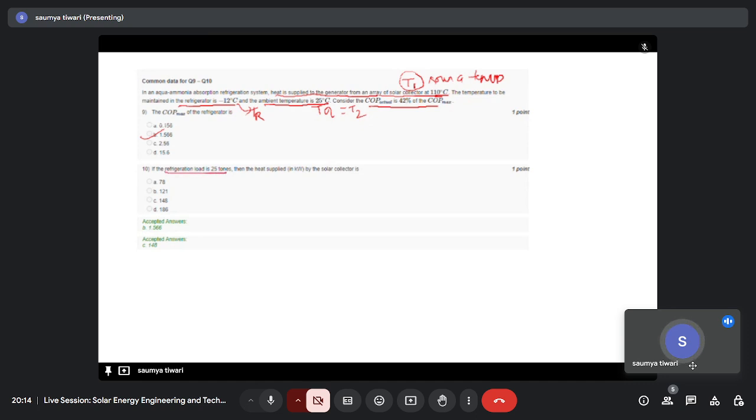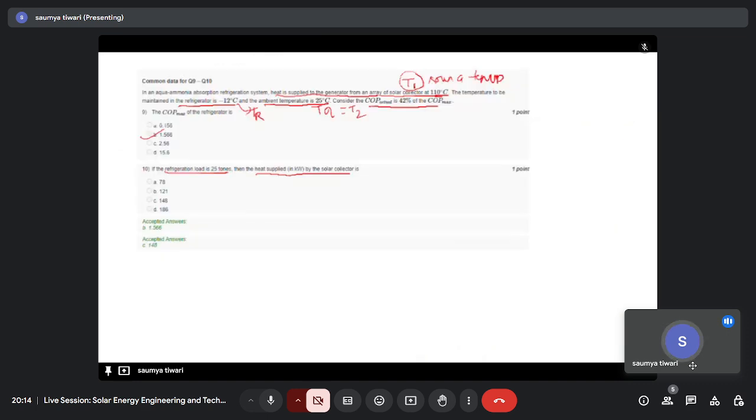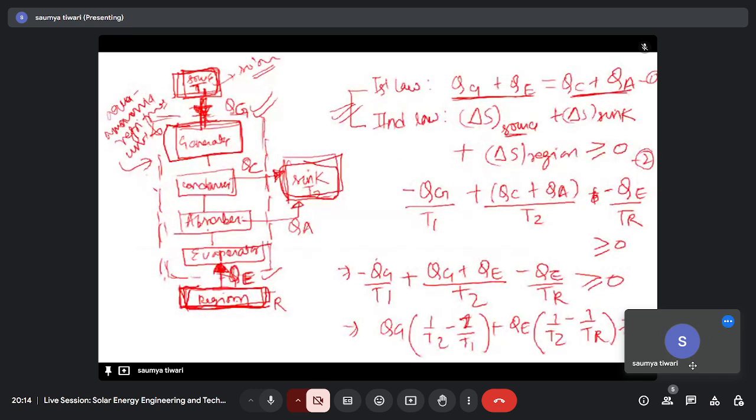the refrigeration load is given as 25 ton. What is the heat supplied by the solar collector? So what is given is the refrigeration load. This QE is given, right? Refrigeration load means basically the load required to cool the particular region. So this QE value is given. We have been asked what the QG value is, the heat supplied by the solar collector. That has been asked.